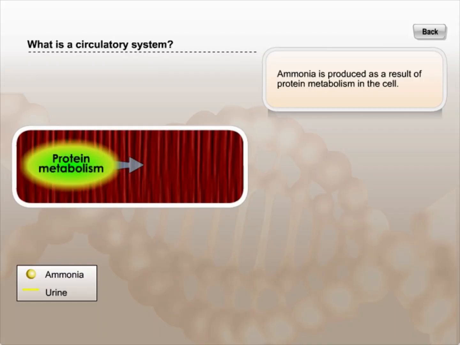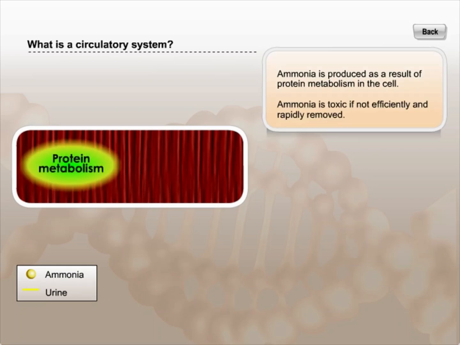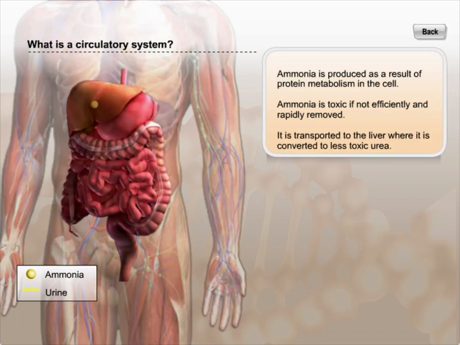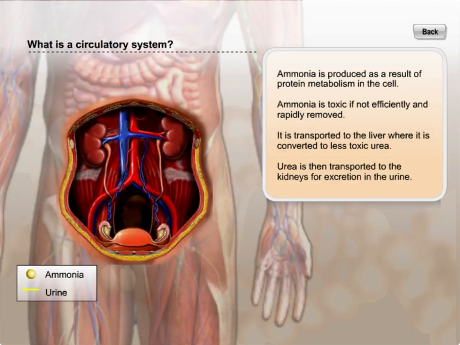Ammonia is produced as a result of protein metabolism in the cell. Ammonia is toxic if not efficiently and rapidly removed. It's transported to the liver, where it's converted to less toxic urea. Urea is then transported to the kidneys for excretion in the urine.